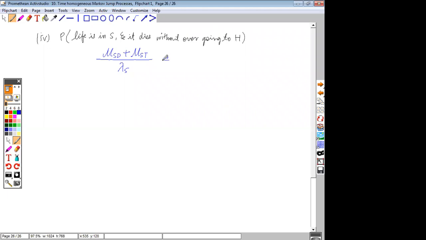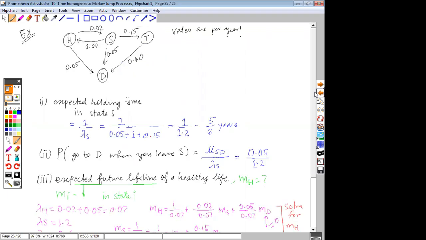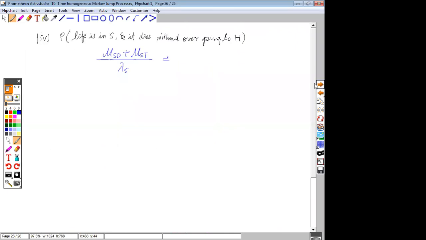So now who will tell me what are the numbers that we have here? I guess it's nothing new. So, yeah, 0.05 plus 0.15. So this is going to be 0.05 plus 0.15 and everything upon 1.2. And that will be your answer.